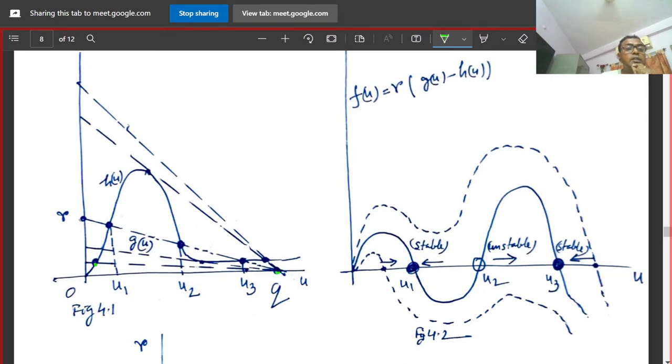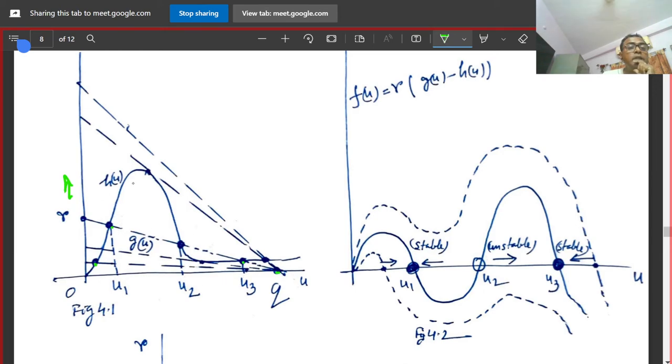And r is the budworm growth rate, the non-dimensional growth rate. So increasing the non-dimensional growth rate r is increasing in this direction. So this straight line intersects the curve h(u) at these three points. When the straight line is in this position, we get three points, u1, u2, u3.